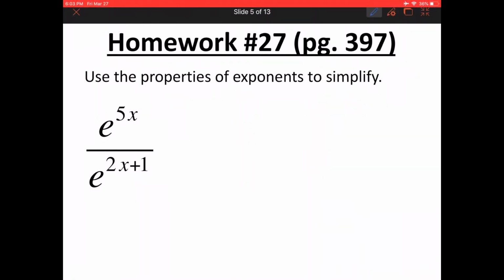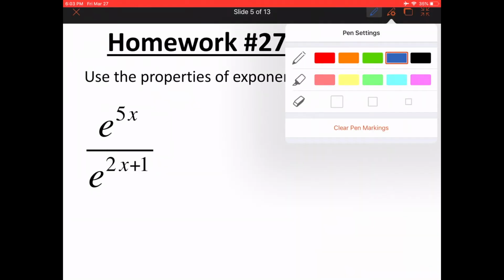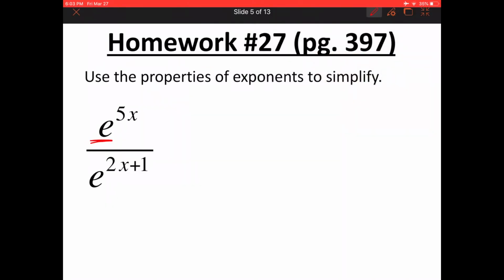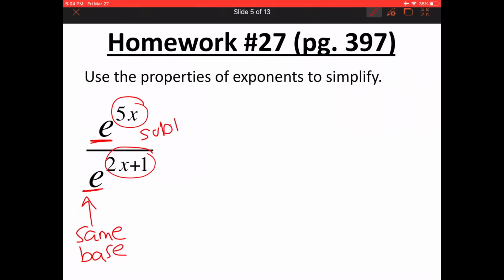Here is my next example. Use the properties of exponents to simplify. And here what we should notice is that I do in fact have the same base. So I have e, remember my letter E, standing for that special Euler value. And so since I have the same base, then what am I going to do with these exponents? I am going to subtract. So I'm going to subtract my exponents.